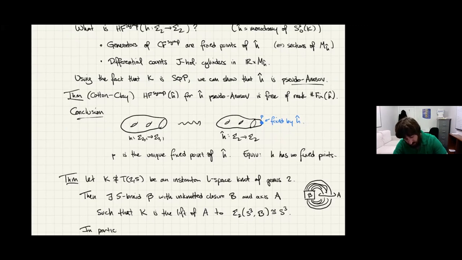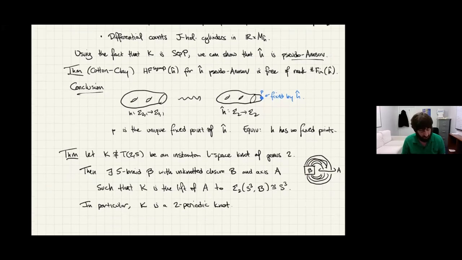In particular, given this description, there's definitely a symmetry of S3 that fixes K. That doesn't fix K. It fixes the lift of this braid axis. It says that K is a 2-periodic knot. So there's an involution of S3 which fixes some unknot and takes K to itself. All right.